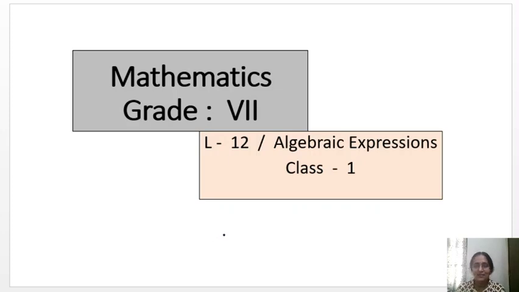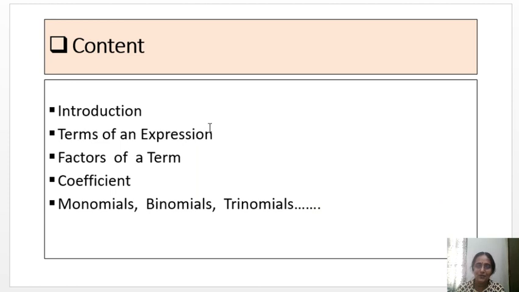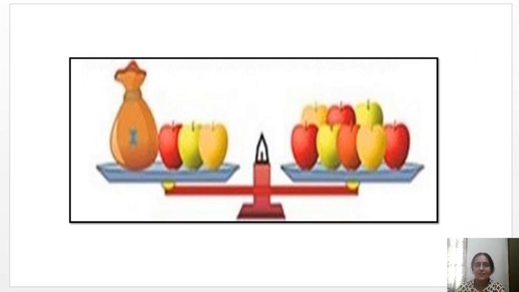Welcome to the first class of algebraic expression of grade 7. In this module, we will define terms of an expression. We will find out the factors of a term. We will define coefficient. We will differentiate between coefficient and constant in the given expression, and we will name the given expression. You know this figure in the simple equation chapter.